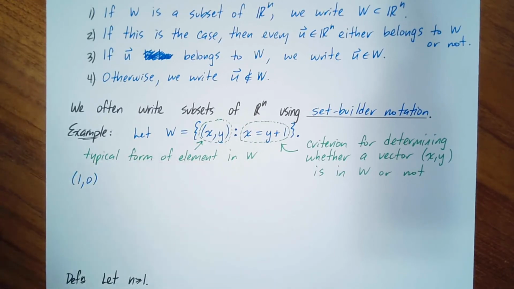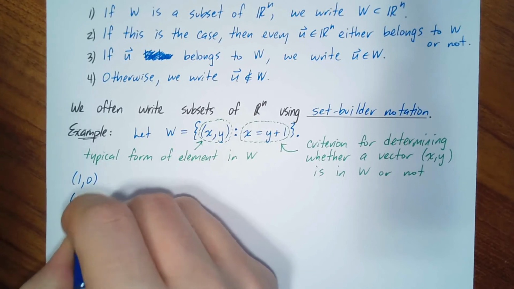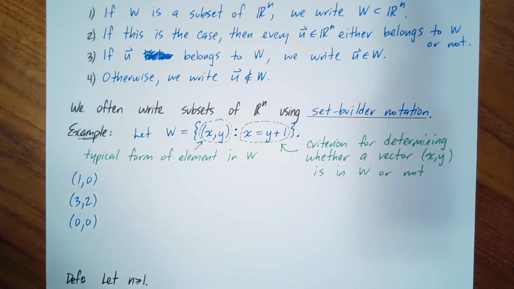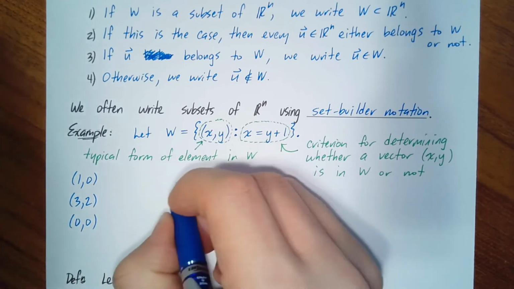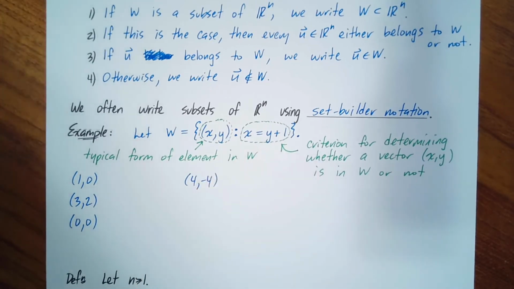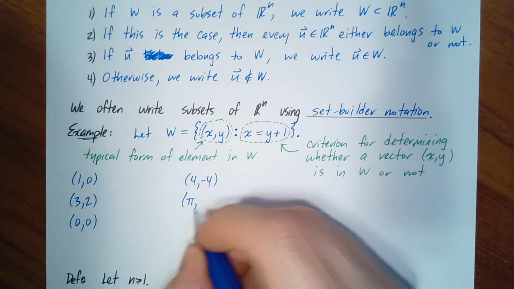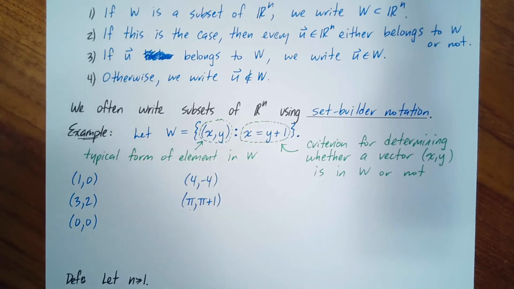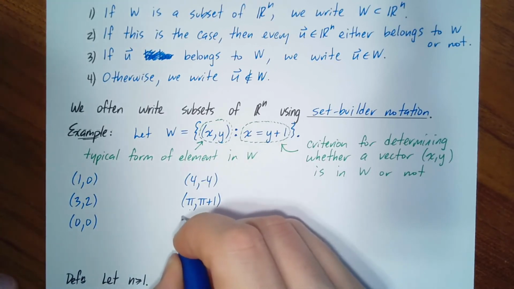So here's one vector, (1, 0). I've got the vector (3, 2). I've got the vector (0, 0). Okay, and now I'm going to write down the vector (4, negative 4, pi plus 1). See, that's a two-dimensional vector. Both of the coordinates are irrational. That's an irrational number, both coordinates are. But that's okay. As long as each coordinate's a real number, that's a two-dimensional vector in R2.